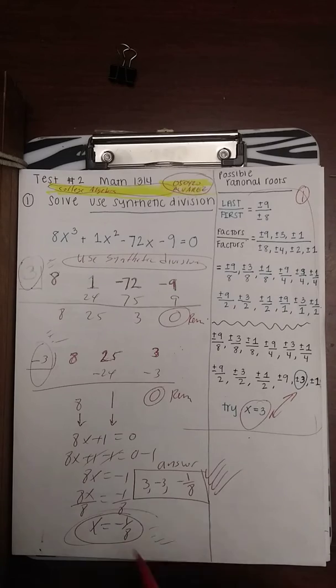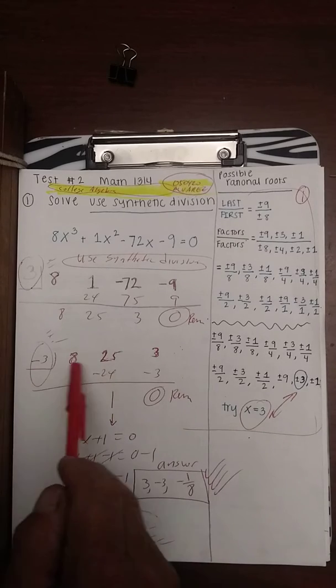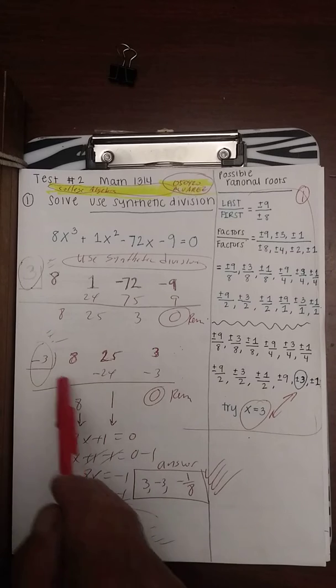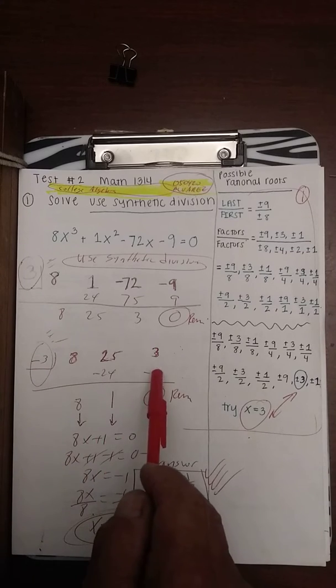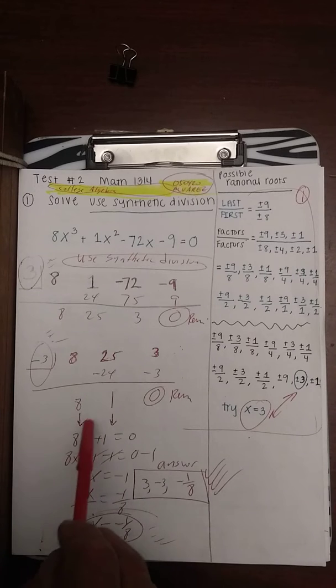Next thing. Try the negative 3. Synthetic division. 8, 25, and 3 there. So then 8 down here. Negative 3 times 8 is negative 24. 25 minus 24 is 1. Negative 3 times 1, negative 3. Negative 3 times negative 3 is 9, minus 9 is 0. Okay, that's fine. Now let's rewrite this.